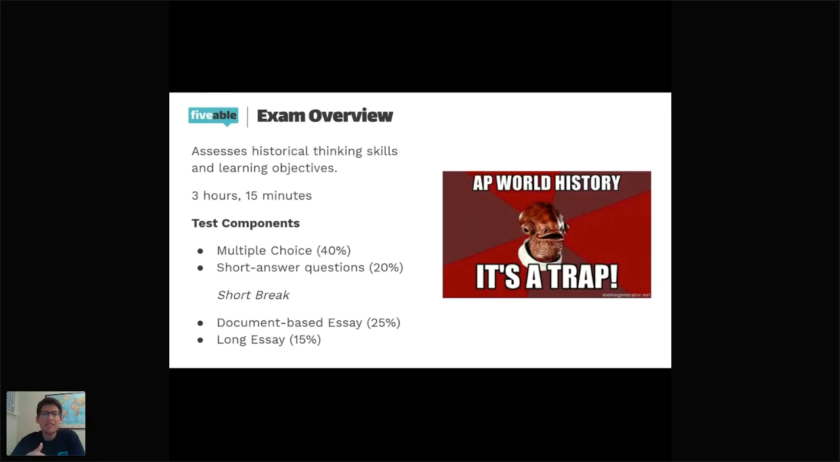And section 2 of the exam are the essays. And that is where you will write your long document-based essay and what we call the long essay question that is not document-based. But you do get a choice in the long essay question. I want to note, and I will mention again later, the DBQ is weighted more heavily than the long essay question.